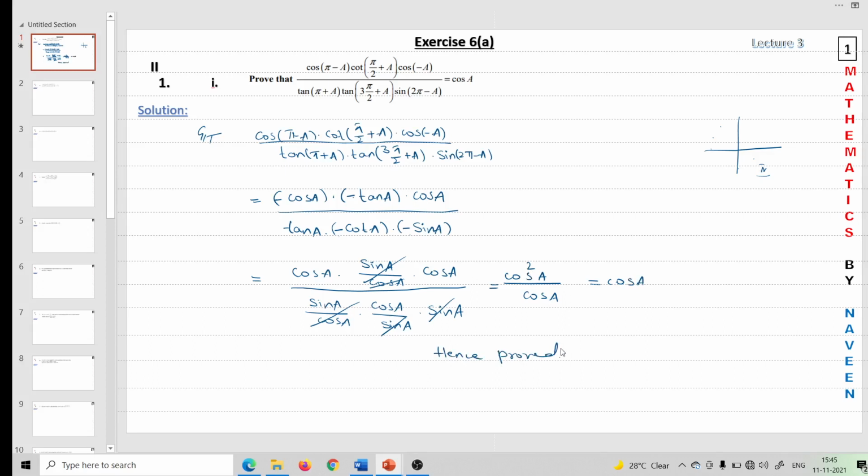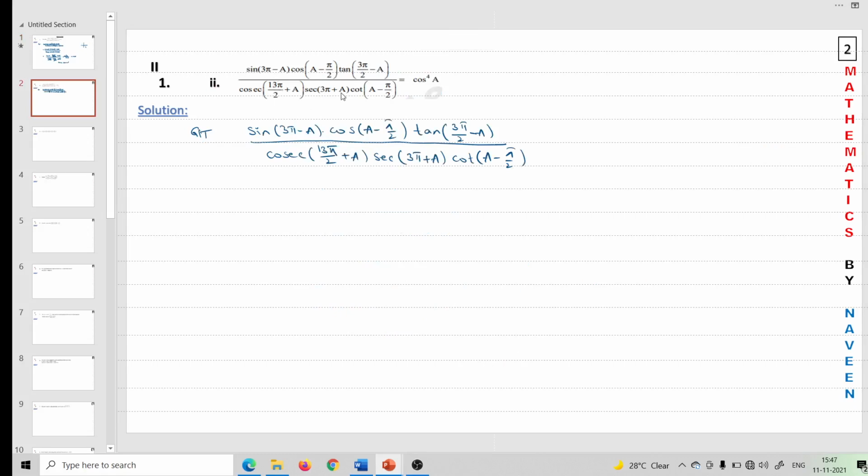Coming to the next problem, we have to prove cos power 4a. So I am considering LHS here. LHS is equal to, see, 3 pi minus a, 1 pi, and here again 2 pi, and here 3 pi. 3 pi minus a means here in second quadrant sin values are positive and pi by 2 multiplied by 6, so there is no change in trigonometric ratio. I am writing it as it is, sin a.